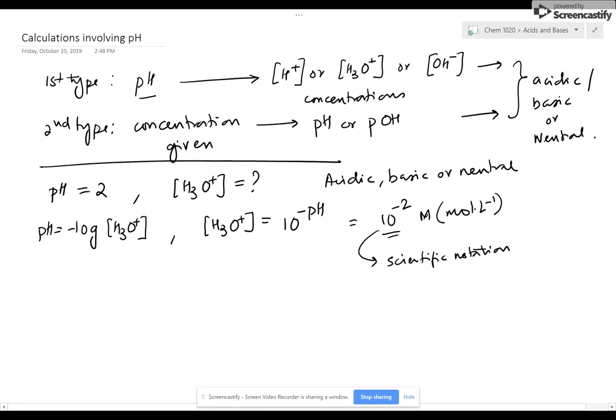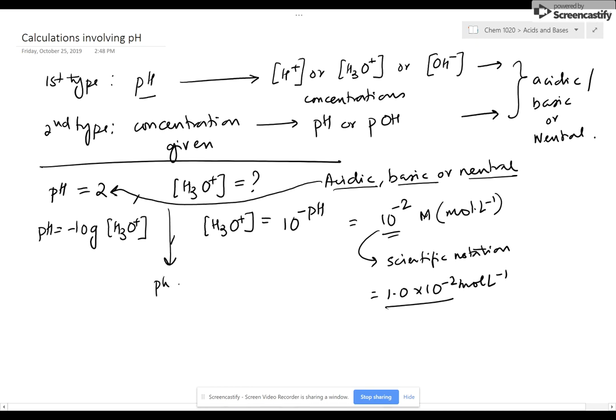Now, if you express this in scientific notation, sometimes your calculator will give you the answer in scientific notation. That's literally 1.0 times 10 raised to negative 2 moles per liter. Okay? So that's one way. And now, the second part of the question, which was, is this acidic, basic, or neutral? You don't even need to solve. If the pH is already given to you, you can directly infer it from the value of the pH. Since the pH is 2, the solution is going to be acidic, since the pH is less than 7.